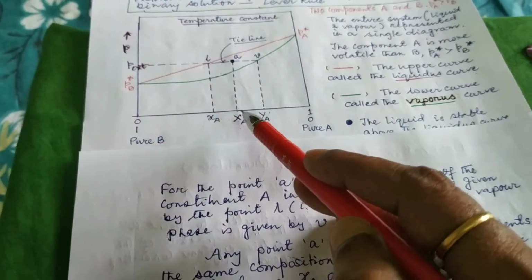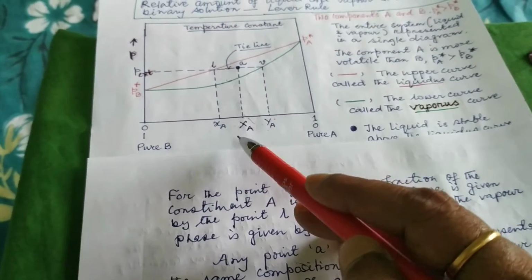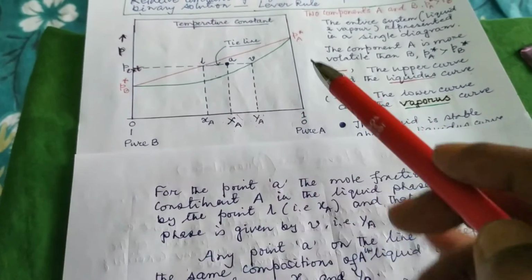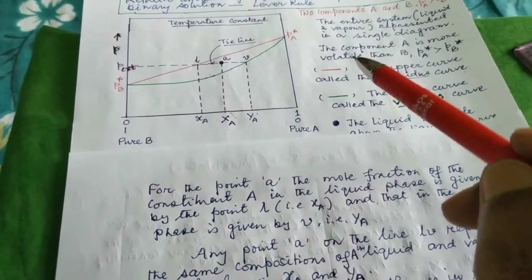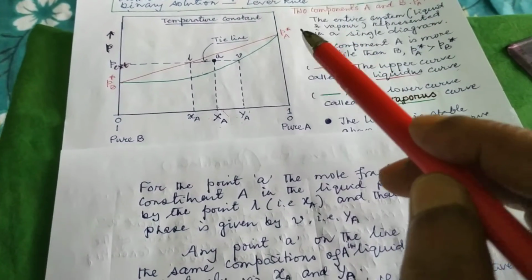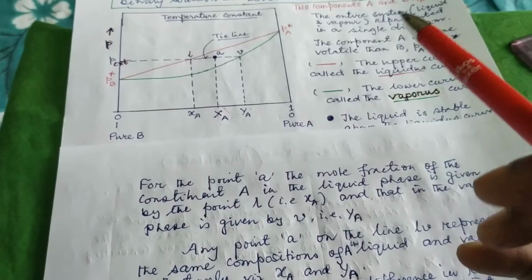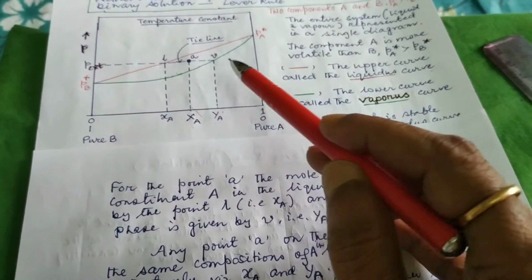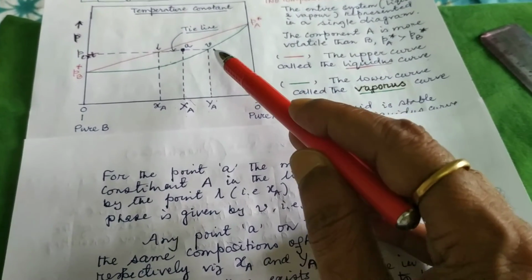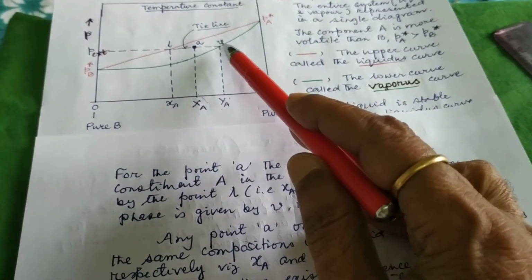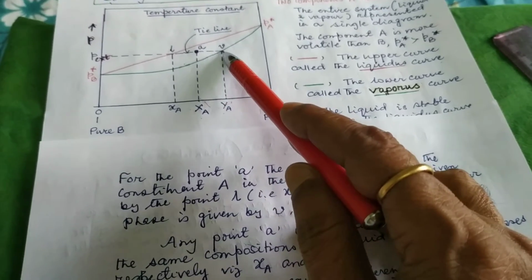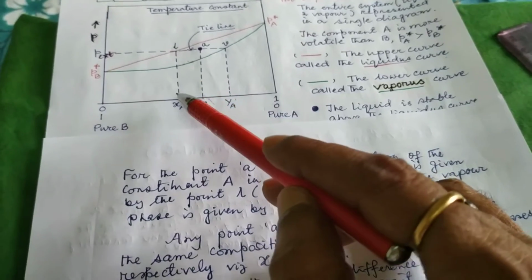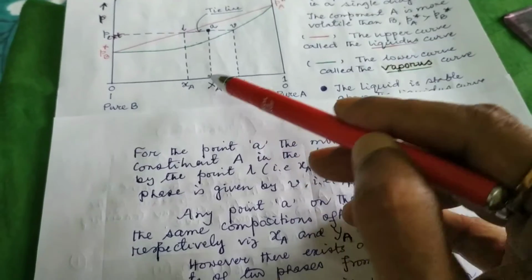Okay, this is not the capital XA. So for the point A, the mole fraction of the constituent A in the liquid phase is given by the point L, and that in the vapor phase is given by V, that is YA. So this gives, for the point A, the composition of the vapor phase, and this gives the composition of the liquid phase for the A.